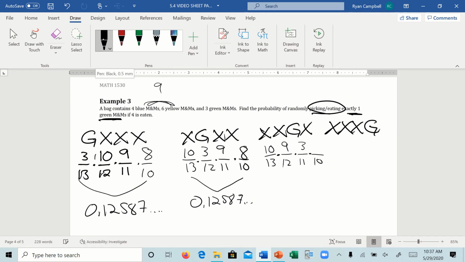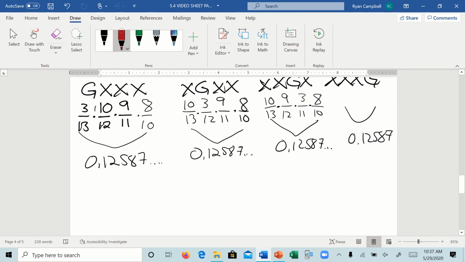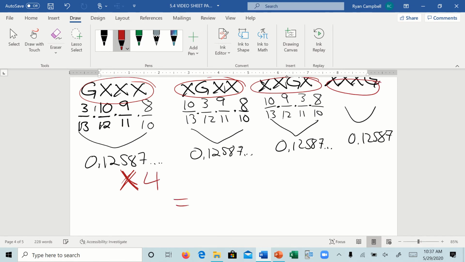And then if we have another non-green M&M, well, we already ate 2 of them, right? So we have 2 less. And again, same number. And likewise, this will be the same number. So we can either add those up, or you can just do this one time, multiply it by the 4 outcomes that we have, and get about 0.503. And that's our final answer.